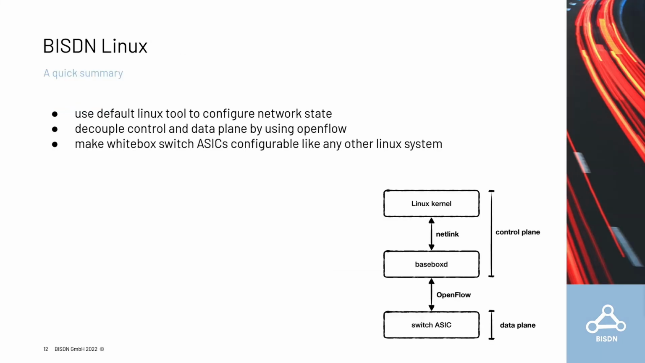So to sum up what we just talked about, we can show a simplified view of BISDN Linux on this slide. On the top, we use default Linux tools to configure the network state that gets stored in the Linux kernel. BaseboxD then applies this state to the switch hardware by sending instructions down to the switch ASIC using OpenFlow. We now have hardware-accelerated packet switching. It really is that simple. Now we have just made the whitebox switch ASIC configurable like any other Linux system.